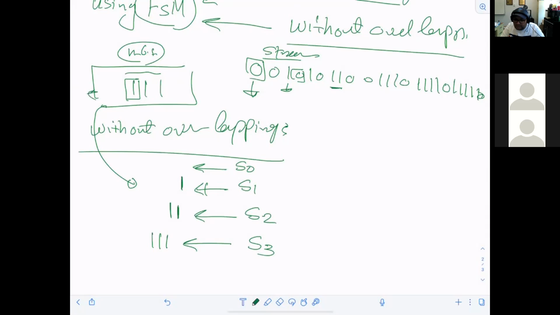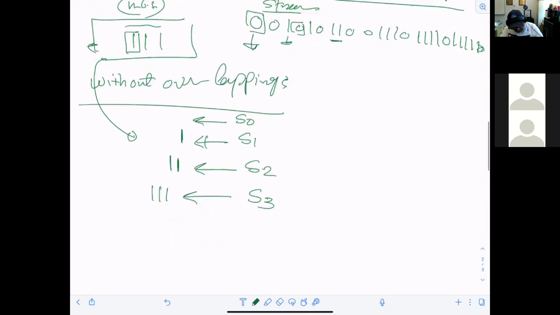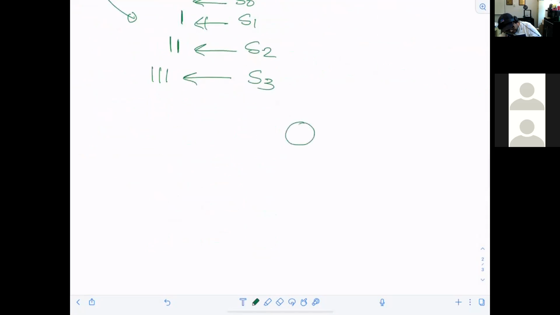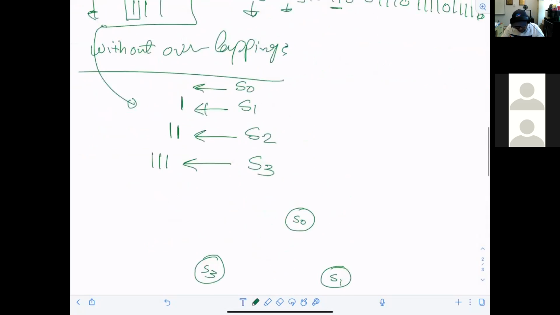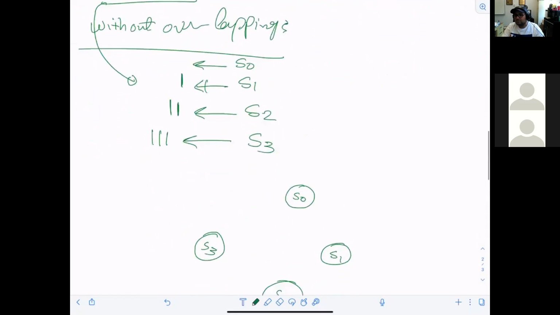So carrying on with this example, I have here S0, S1, S2, S3. Do you guys agree? Yep. Now I can use whatever way I would like to use. Either I can use Mealy or I can use Moore. Make sense? Yep.